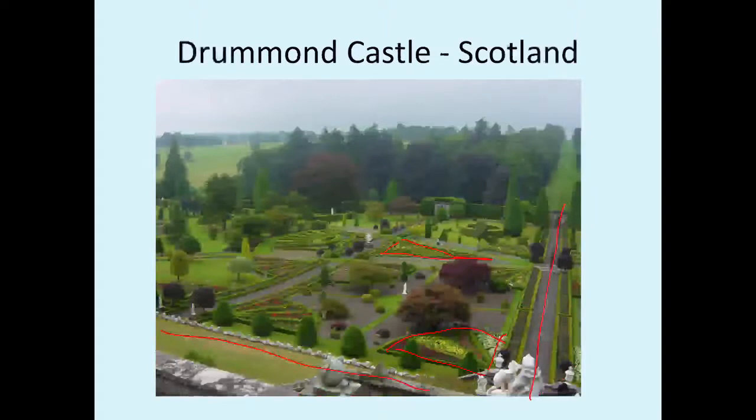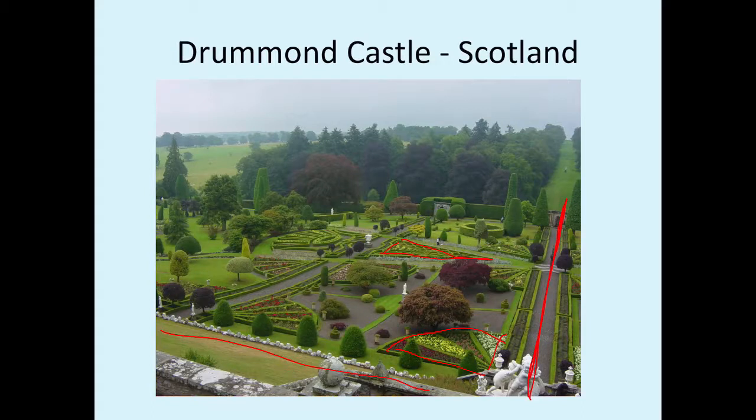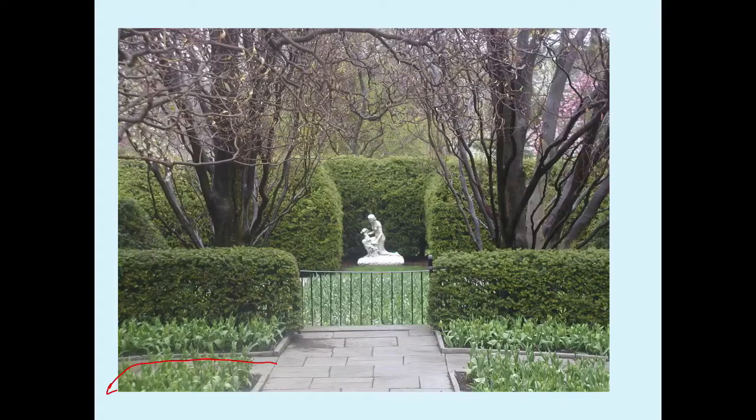Here's another area in Scotland. This one is a little less obvious. So we've got this formal line here, but you can see parts of rectangles, parts of circles, all being combined together. Even at our own Kingwood Center in Mansfield, you can see very rectilinear, very formal in its general appearance.